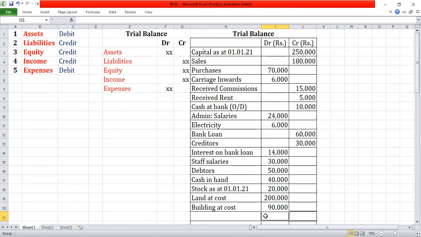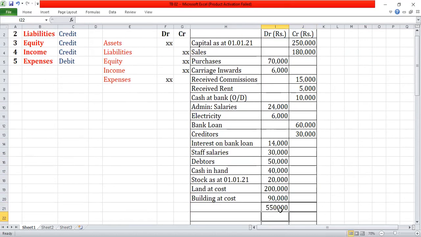So for that, I'm using a formula in the Excel sheet. You will have to calculate this manually by yourselves. The total of the debit side is 550,000. Let's see the credit side. The addition of the credit side and the debit side is exactly 550,000 each. It is because this trial balance has been prepared based on the double entry system.